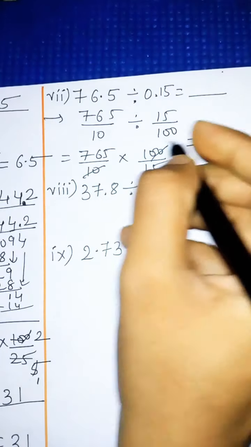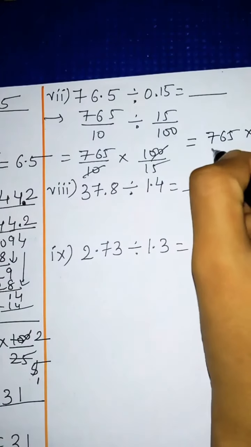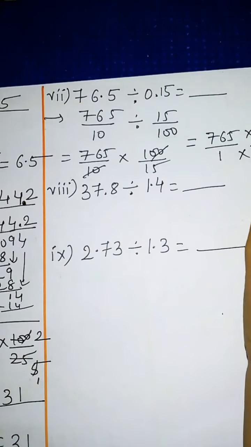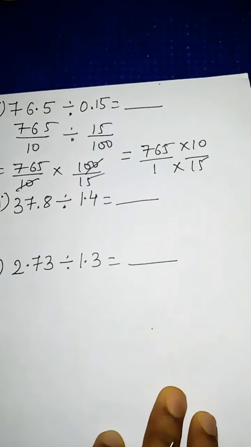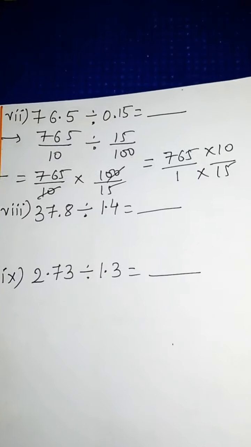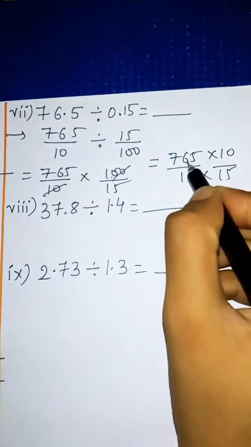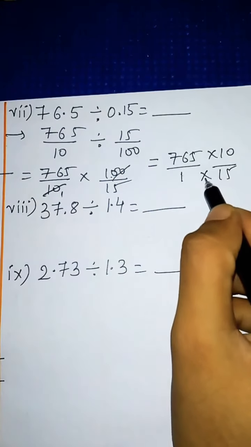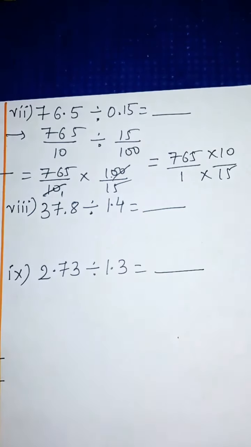I am writing here 765 into 10, and below here nothing is left, so 1 into 15. So this is left with us. We need to cancel carefully. 7th sum, this is left with us: 765 into 10. Here this 10 is cancelled, so 1 is left. So 1 into 15 and here 765 into 10.